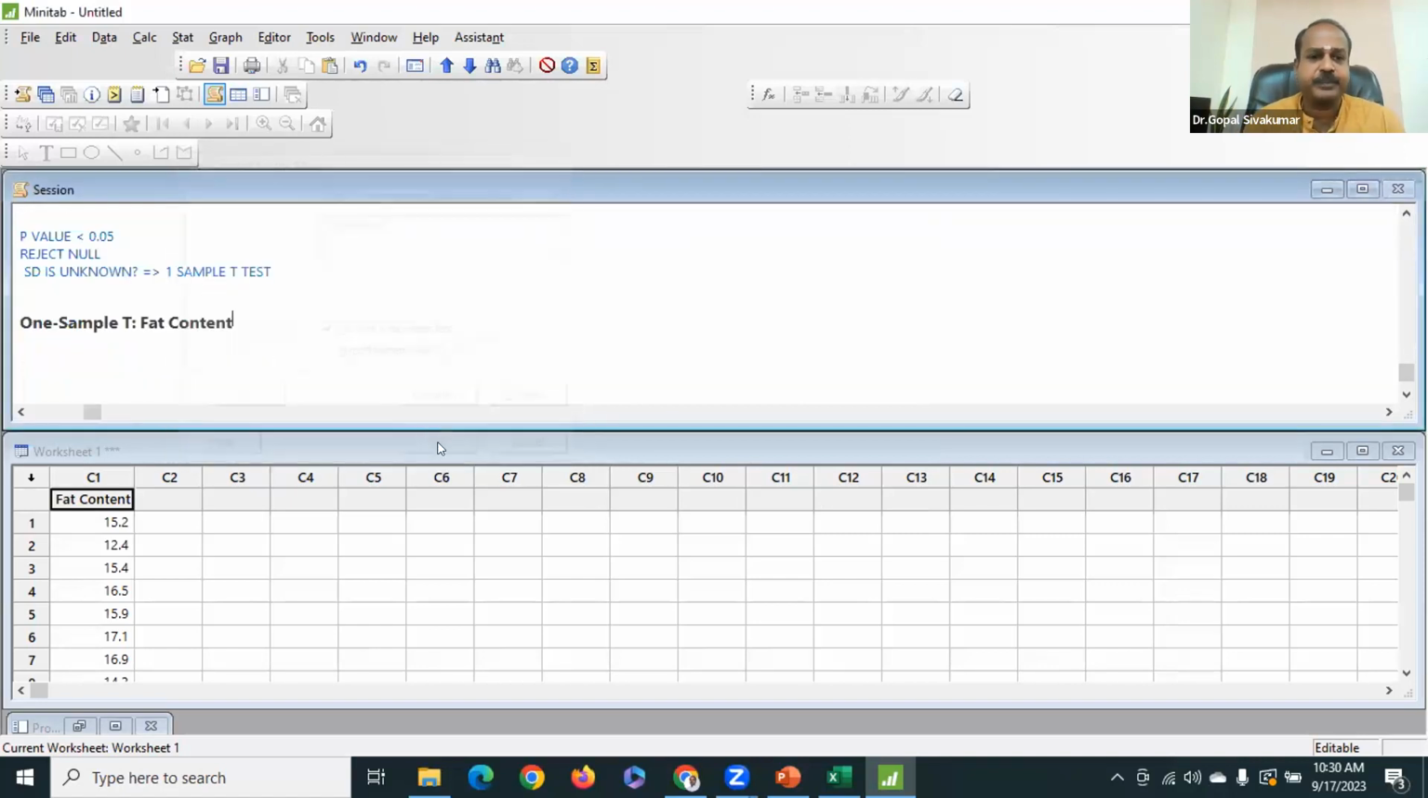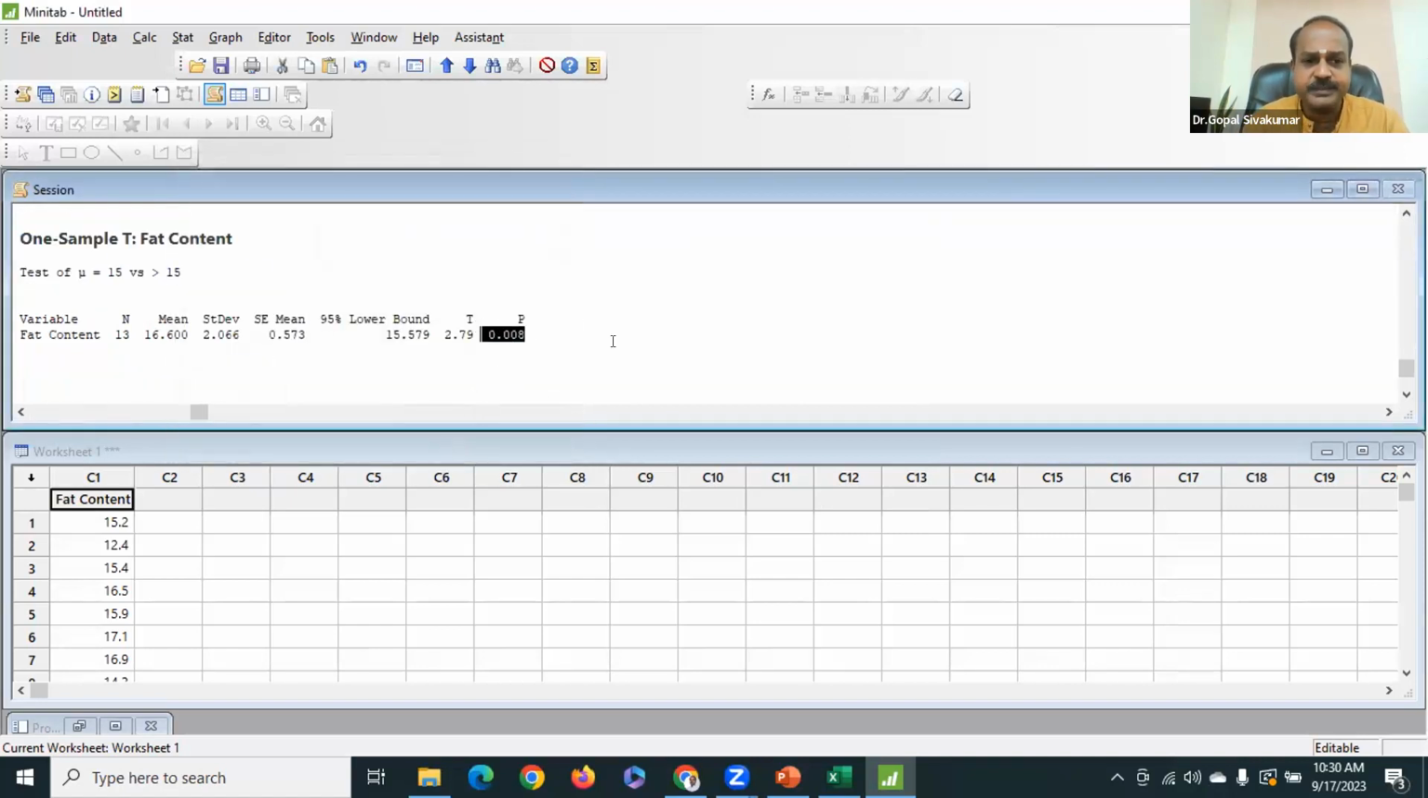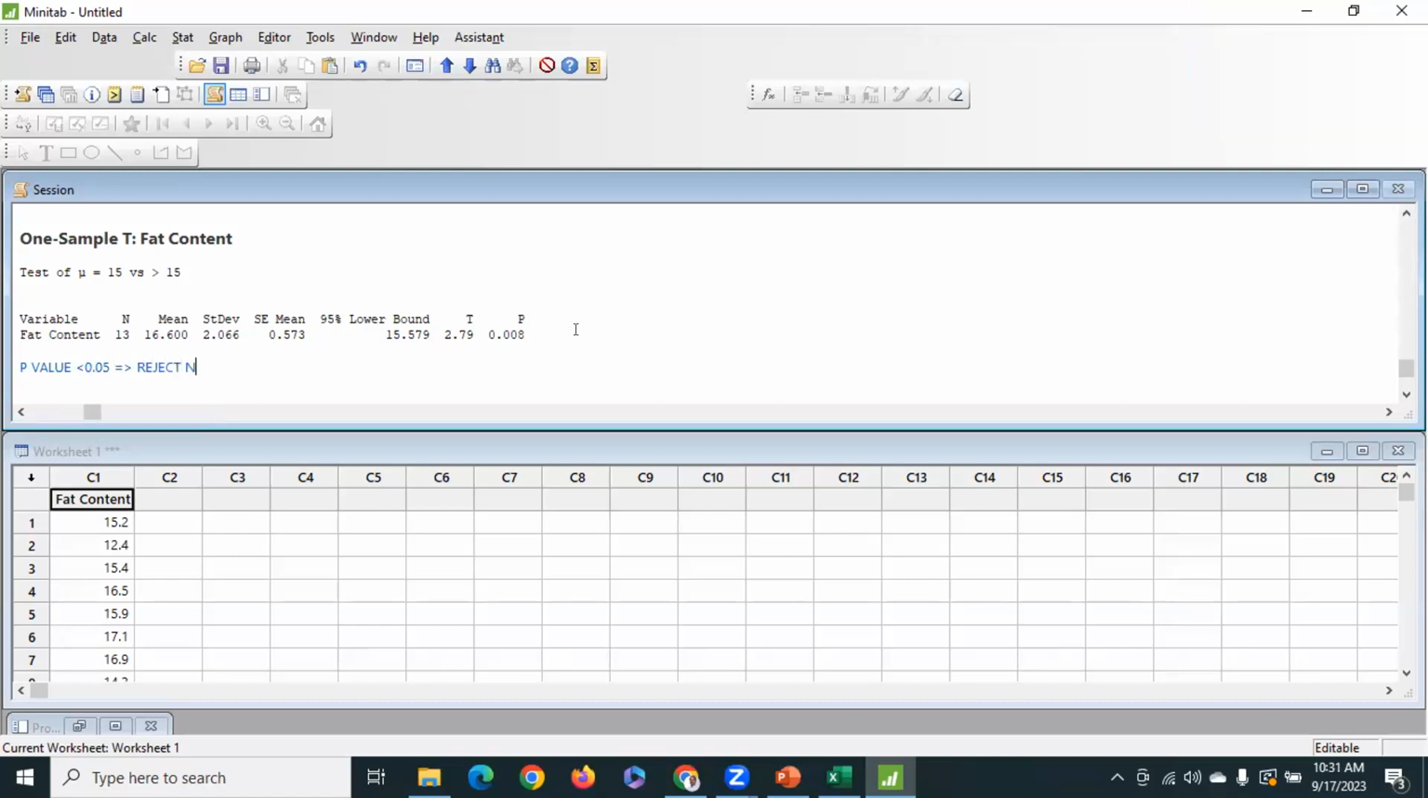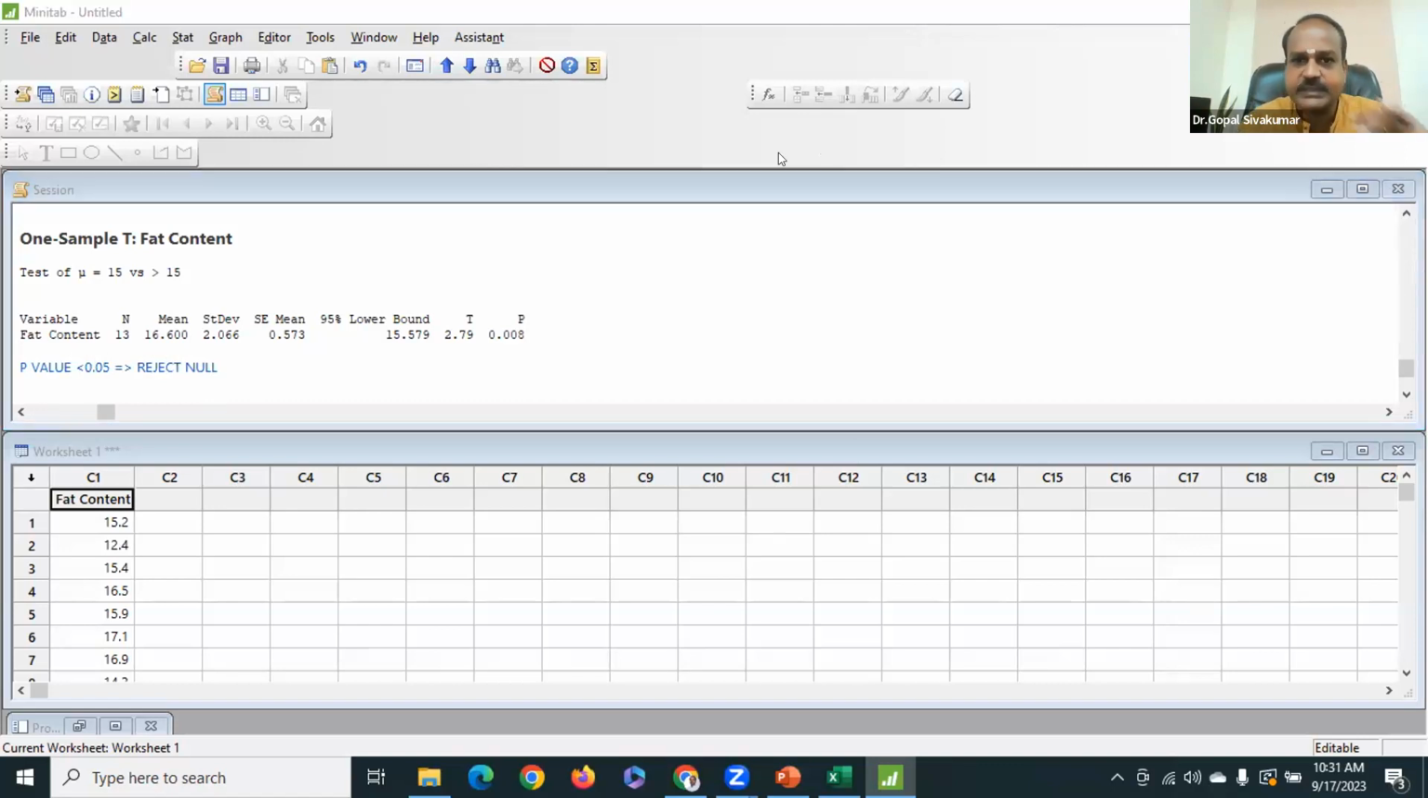Now what is the p-value again? 0.0... not 8. Again less than 0.05. Same conclusion. Reject the null. So this is how you need to conduct a one sample test. I have explained two things: one is one sample G test and then one sample T test.